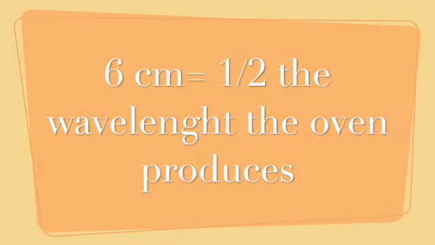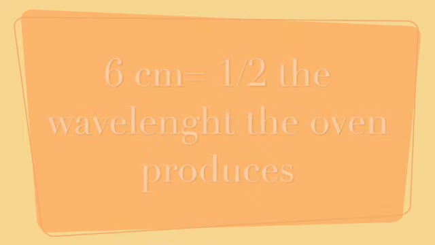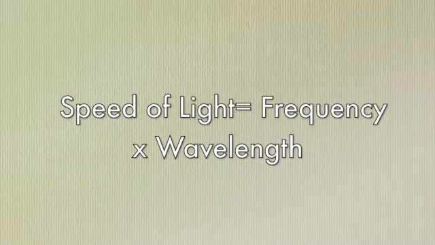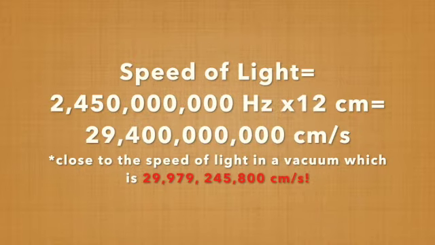And 6 centimeters is only half the wavelength that the oven produces. If you double the distance, you'll have the length of the waves emitted by the microwave, 12 centimeters. Next, we're going to plug in the frequency and the wavelength into the formula and calculate. So your final answer will be 29,400,000,000 centimeters per second, which is pretty close to the speed of light in a vacuum, and you can see that number below.